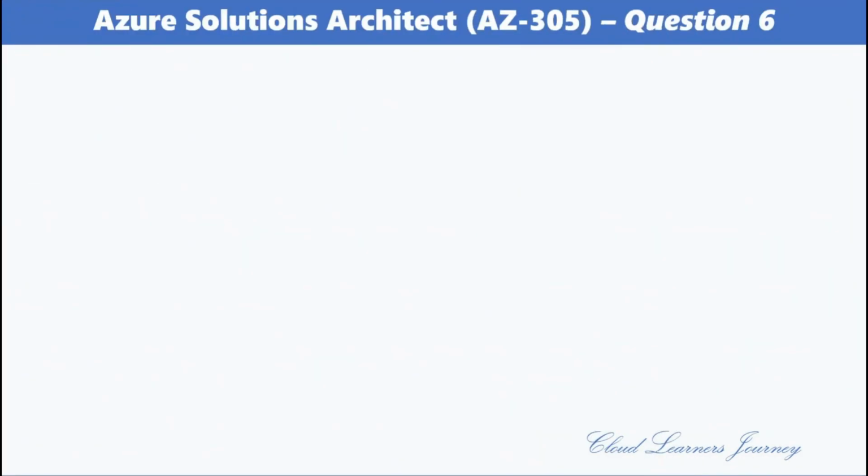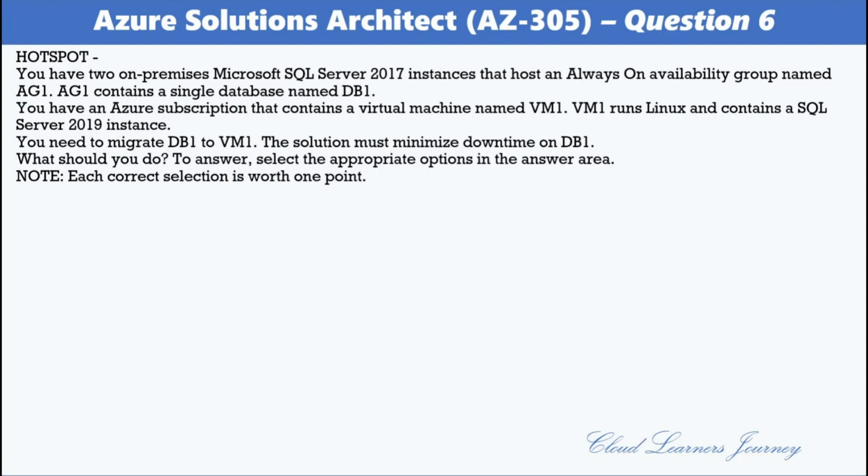Next, question number 6. You have two on-premises Microsoft SQL Server 2017 instances that host an Always On availability group named AG1. AG1 contains a single database named DB1. You have an Azure subscription that contains a virtual machine named VM1. VM1 runs Linux and contains a SQL Server 2019 instance. You need to migrate DB1 to VM1. The solution must minimize downtime on DB1.